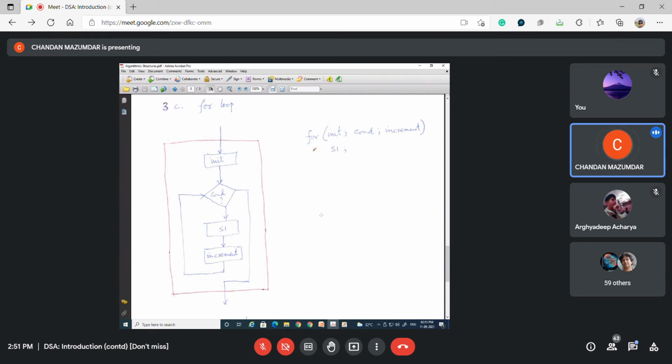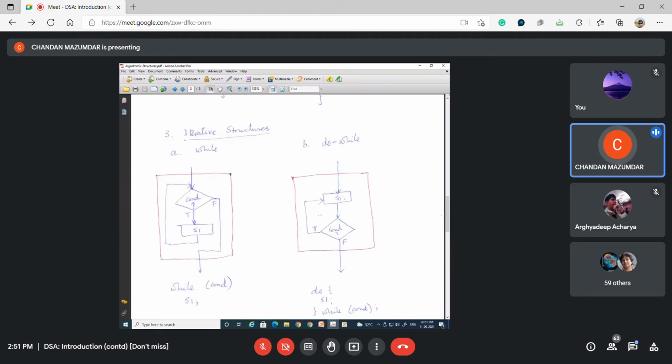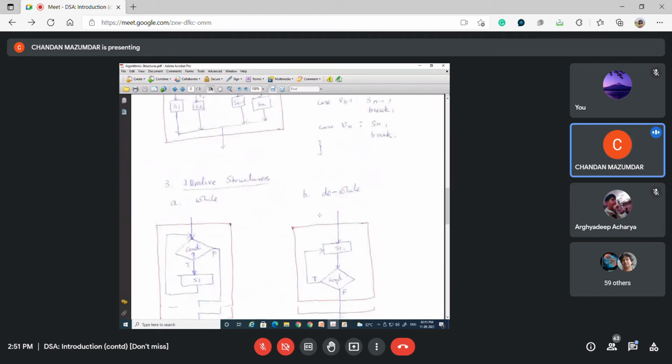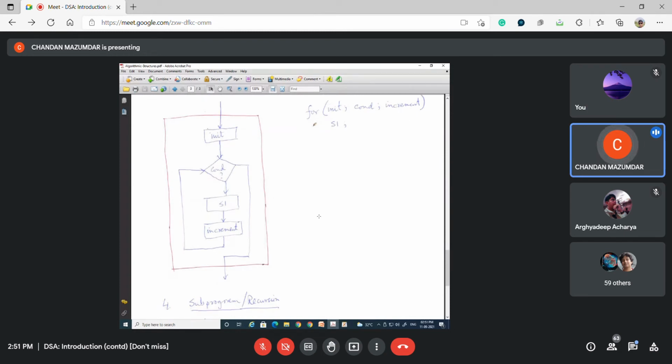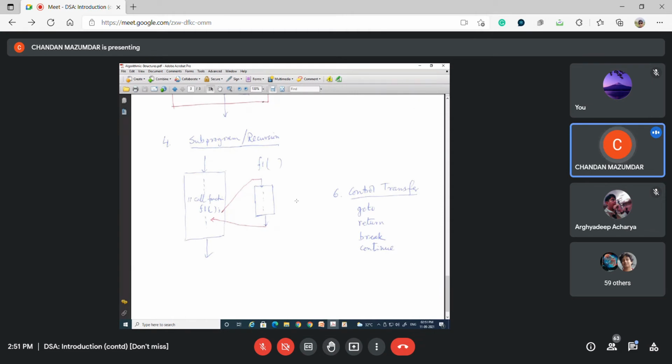Right. So this is about the for loop. And theoretically, if you have the sequence, the conditionals, and the loops, then you can write any program. Any program can be written with this. And in order to facilitate large programming, we have this subprogram concept or the recursive subprogram concept.